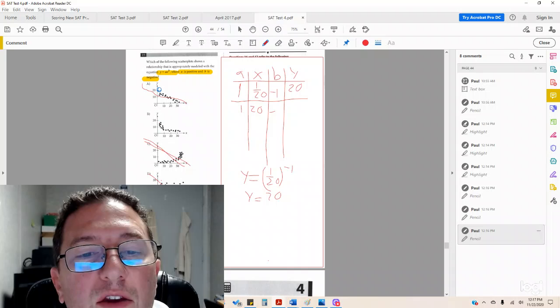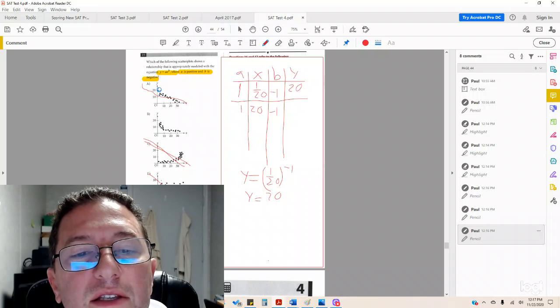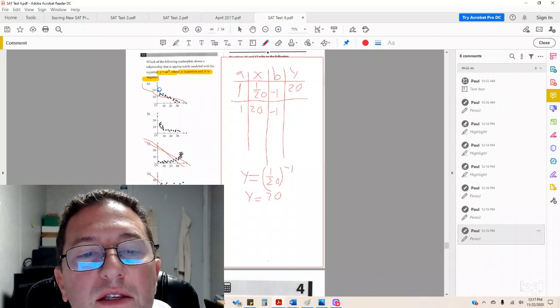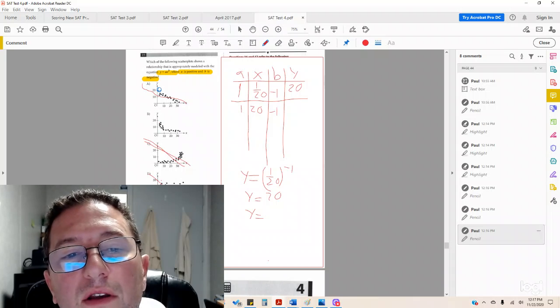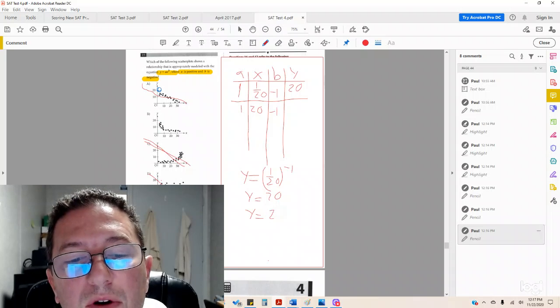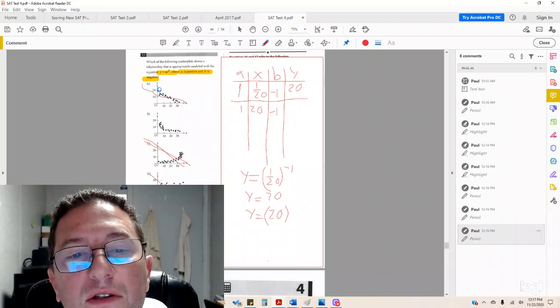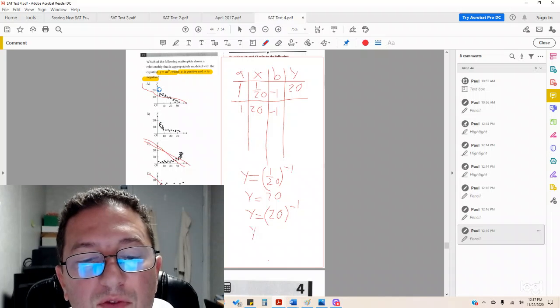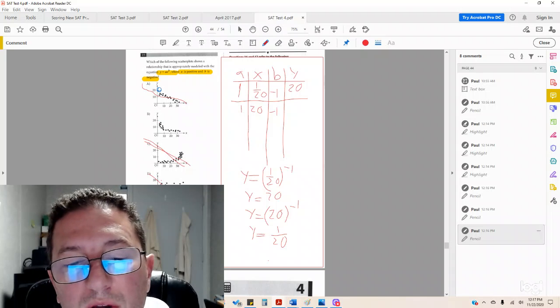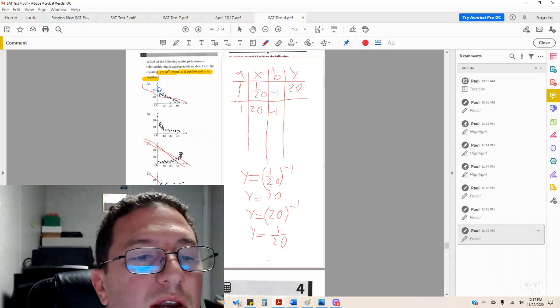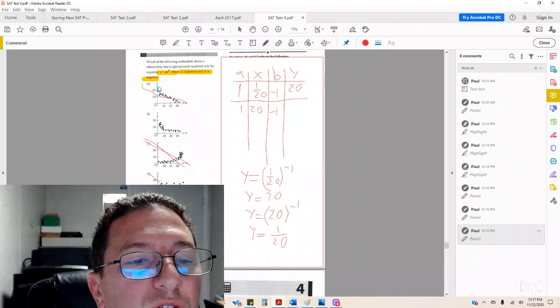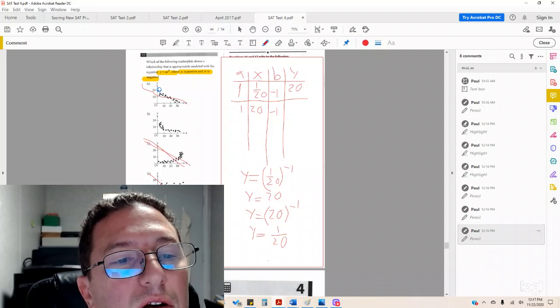And then we'll make our b -1, and now let's solve for y. In this case, a is still 1, so that's not going to change the value on anything, but it's going to be 20 to the -1. And what does that -1 do? It flips it. 20 to the -1 is the same as 1 over 20. And so now when your x is 20, your y should be really close to the axis.